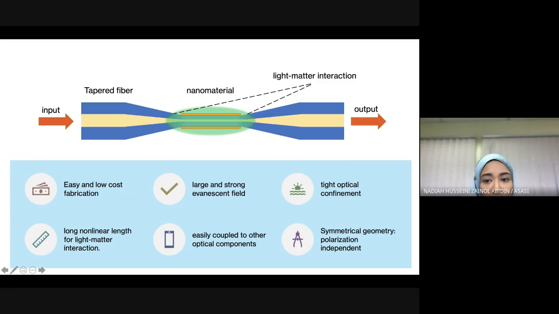This is very important. We have seen cases where SA made out of thin films and using fiber connectors suffer from low damage threshold. It can't be operated at high temperatures or high powers. So having a long non-linear length is especially important, and also because it is made out of optical fiber, it is easily coupled to other optical components, making our system an all-fiber system.